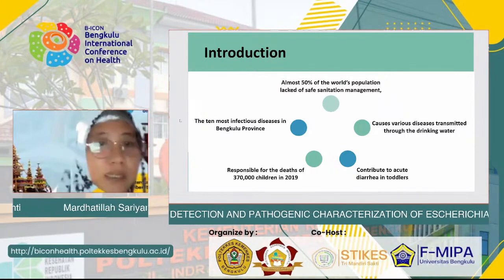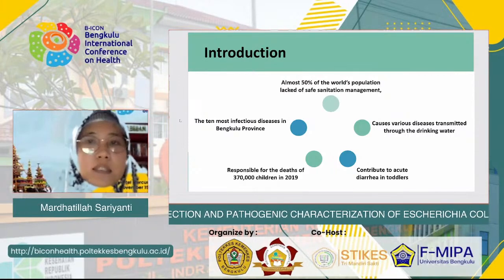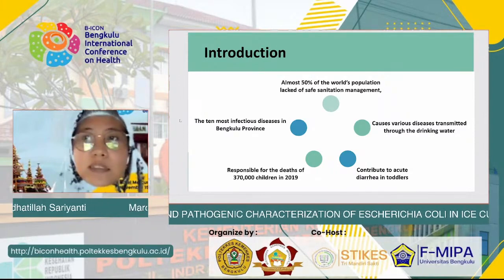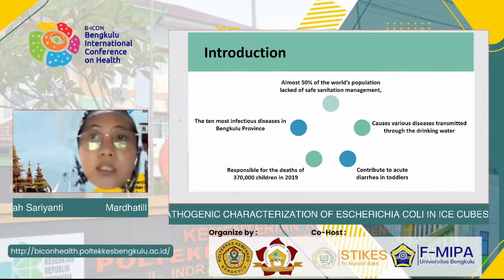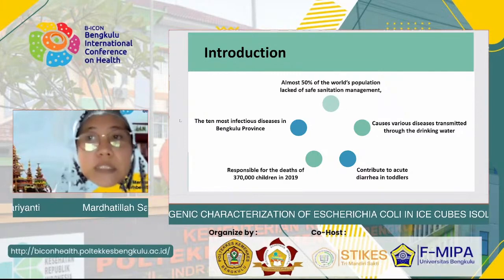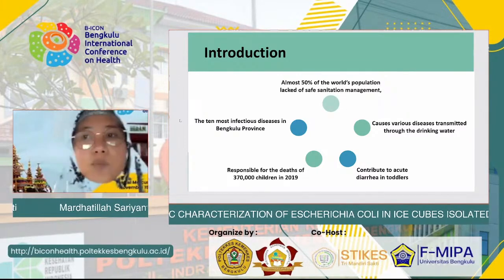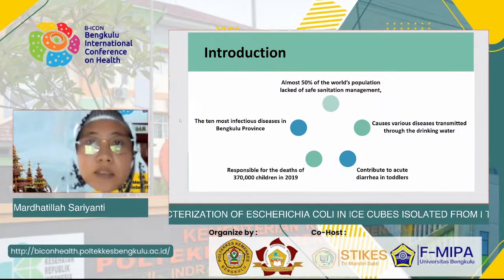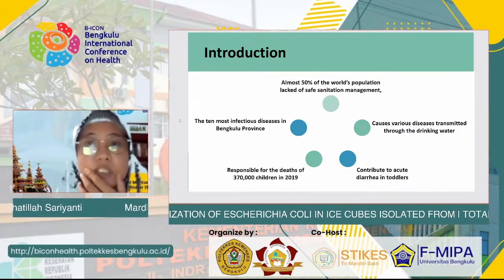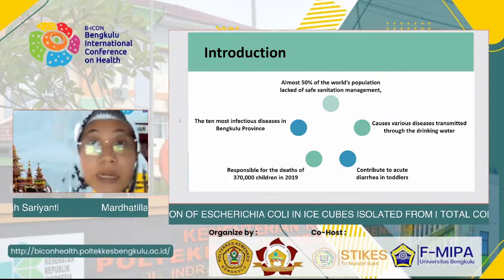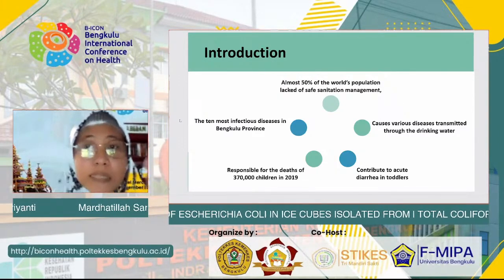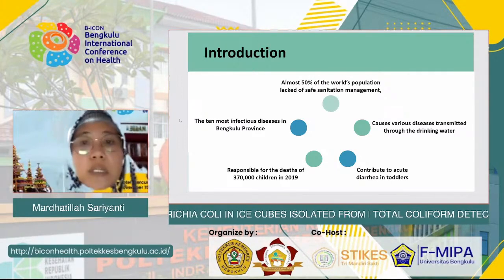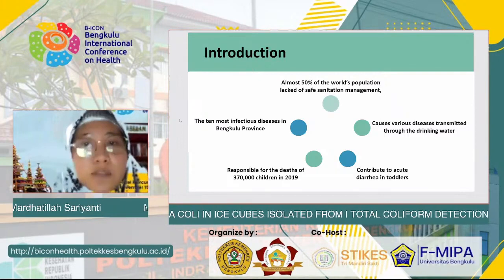Acute diarrhea is a common disease in developing countries, specifically in Indonesia. It is the second leading cause of death in toddlers, responsible for the death of 370,000 children in 2019. And diarrhea cases in Bengkulu province are also known as one of the 10 most infectious diseases.